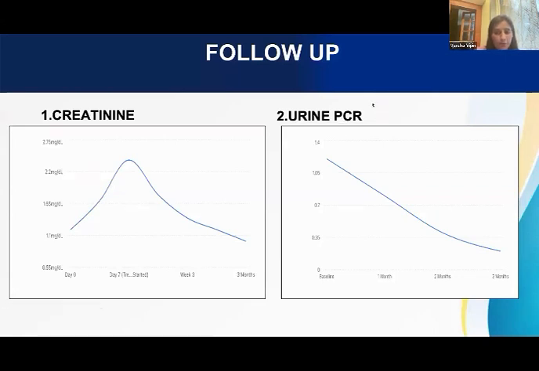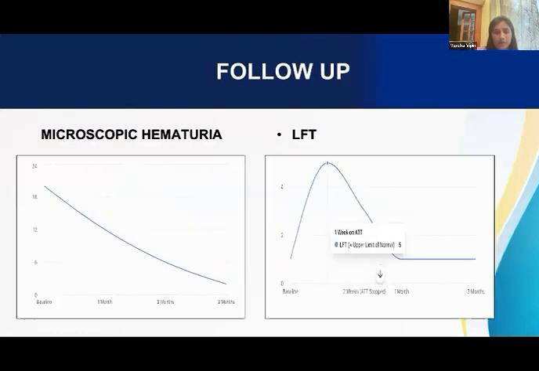When we look at the follow-up graphs of these investigations, we could see that the creatinine, which had been uptrending, from 1.1 reached around 2.4 at the end of 1 week. When we started the pulse therapy and initiated steroids and cyclophosphamide, it initially had a rapid fall to around 1.7 at the end of week 3, and then reached around 0.8 at the end of 3 months. Urine PCR also gradually fell from 1.2 to around 0.8 at the end of 3 months. Microscopic hematuria also gradually decreased from around 20 RBCs per field to around 2 at the end of 3 months.